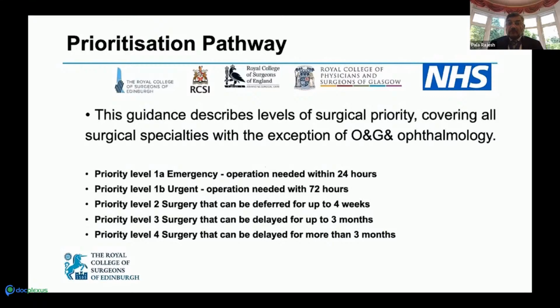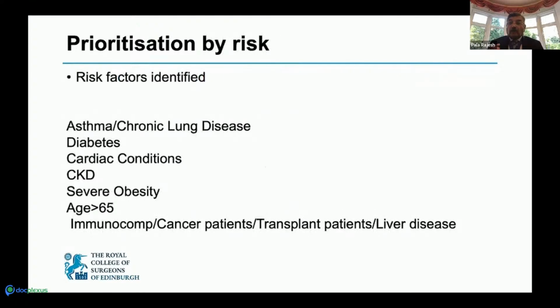So we've gone back to the same priority levels from 1 to 4. And we've also identified risks. During this period of 4 to 5 months, we found that patients with asthma and chronic lung disease don't do very well. Diabetics, people with cardiac conditions, chronic kidney disease, severe obesity, above the age of 65, and immunocompromised patients, the overall results were not very good. The other group who also were affected badly were patients who are British Asian and of ethnic minorities.